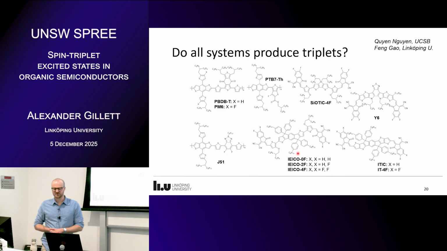And that was quite interesting because generally in fullerenes you see a lot of triplets. In most NFA systems we found a lot of triplets, but these two just didn't seem to show a lot. So, okay, that's fun. Should we try and understand that then?